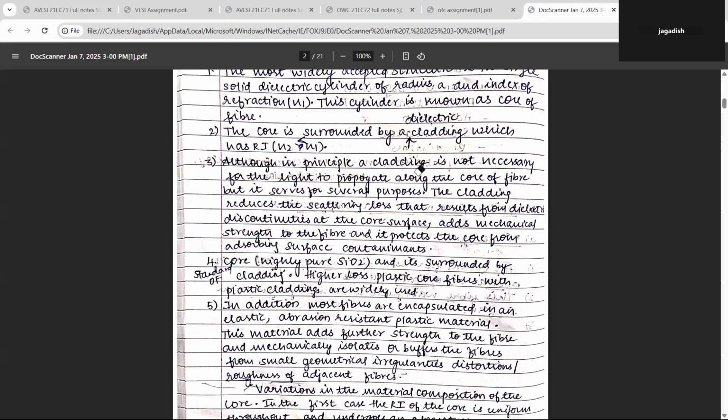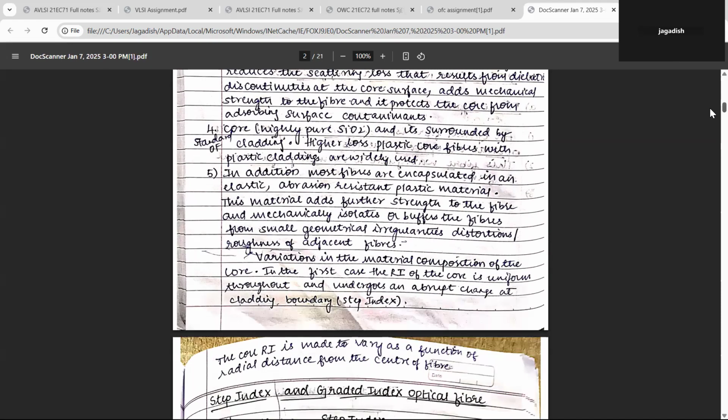If you write down the main key points, you can explain it directly. So don't get confused, you have to write and practice everything. Write about optical fiber structure. If they give it, you are supposed to write this answer. They ask 6 or 8 marks for it in the examination. An elastic abrasion resistant plastic material.